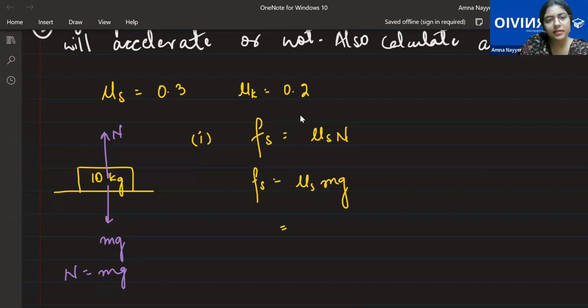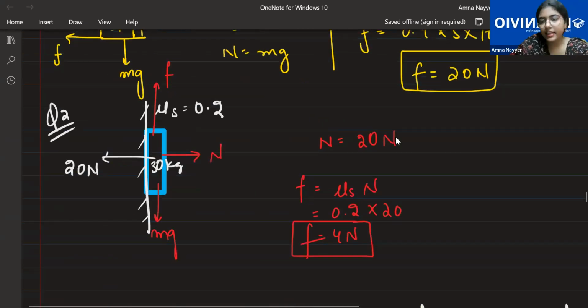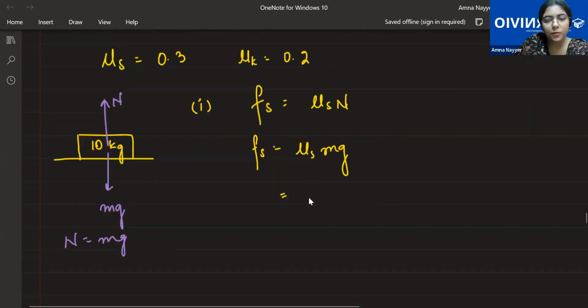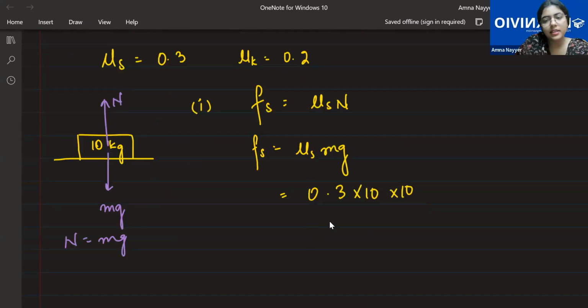One more thing. Look, in this question which we did, our normal reaction was not equal to mg. It was balancing this 20 Newton, right? So be careful with that. Here it is 0.3 into 10 into 10, that is 30 Newton. 30 Newton is the static force of friction.